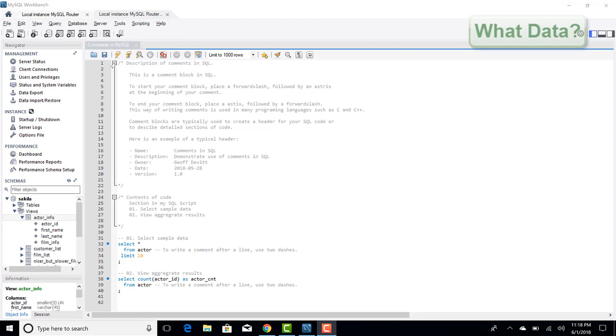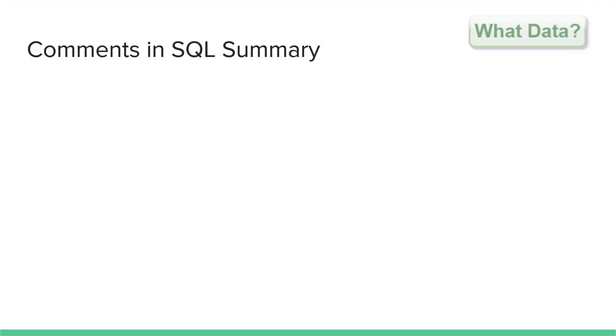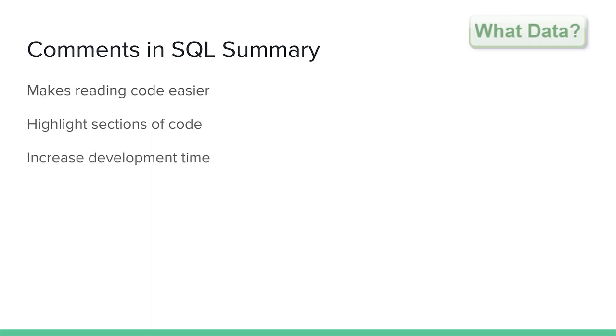Obviously, you don't want to put anyone on your team in a situation where they need to update your code for critical reasons, but can't understand your comments, or even worse, they can't understand your code as you have used very cryptic functions. To summarize, comments make reading code easier for everyone on your team. They can be used to highlight sections of code and can speed up development time tenfold, where they reduce the amount of time it will take for an analyst or developer to understand the code.